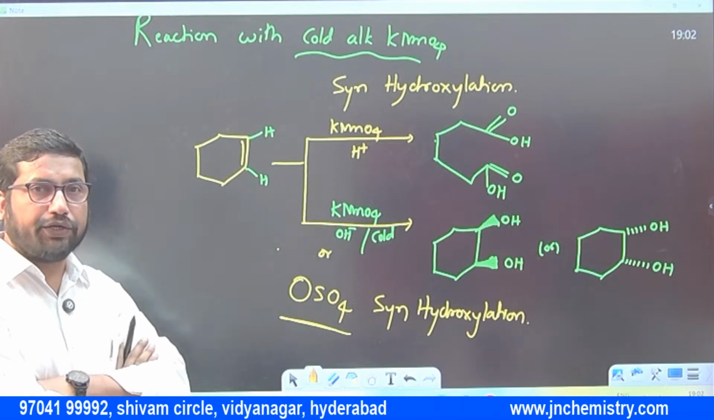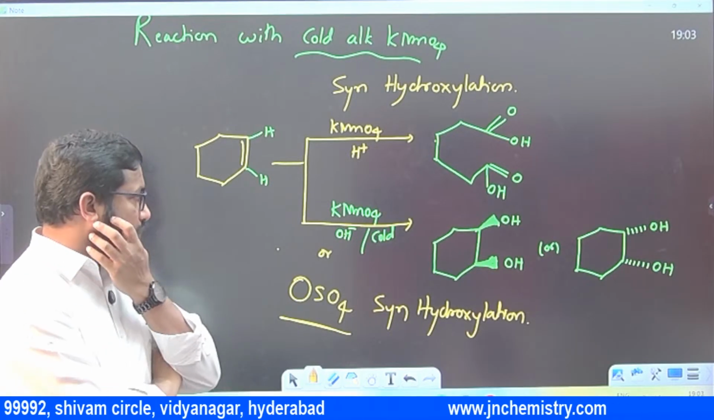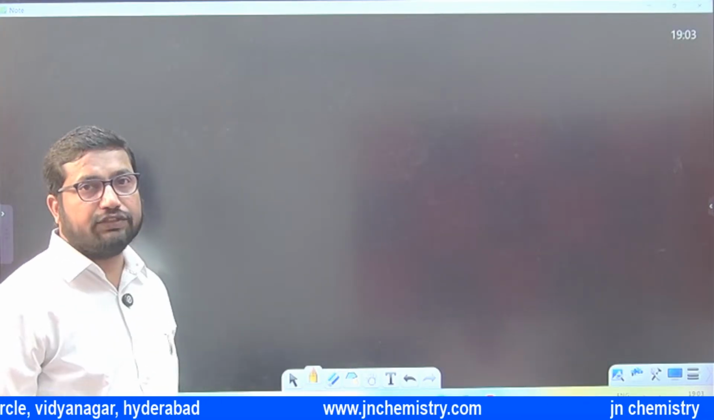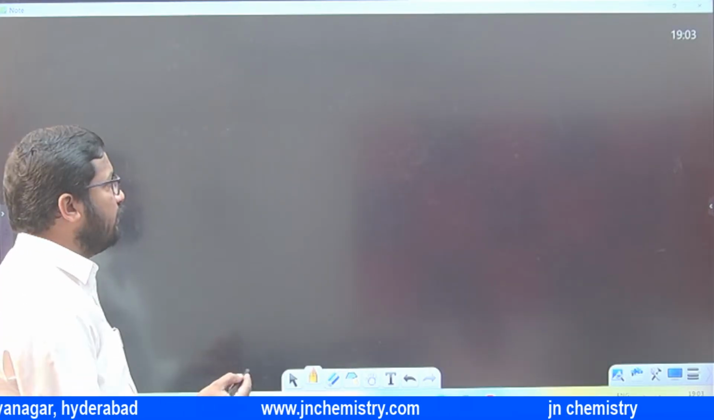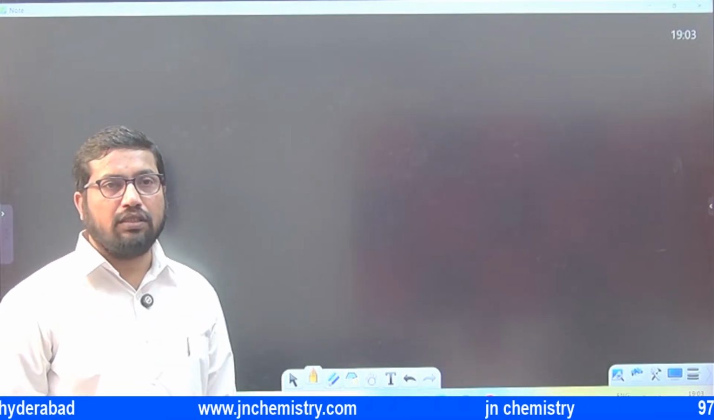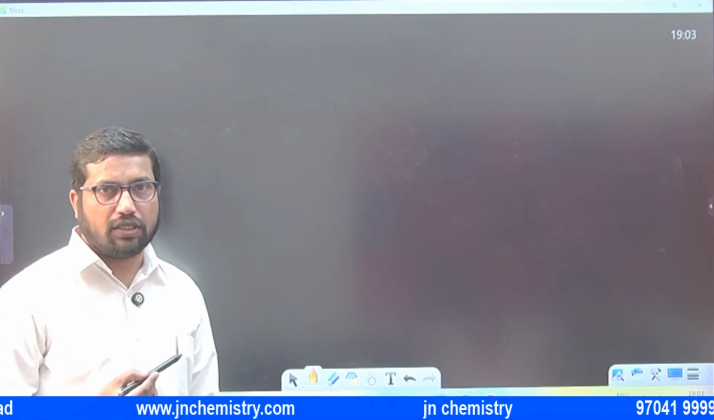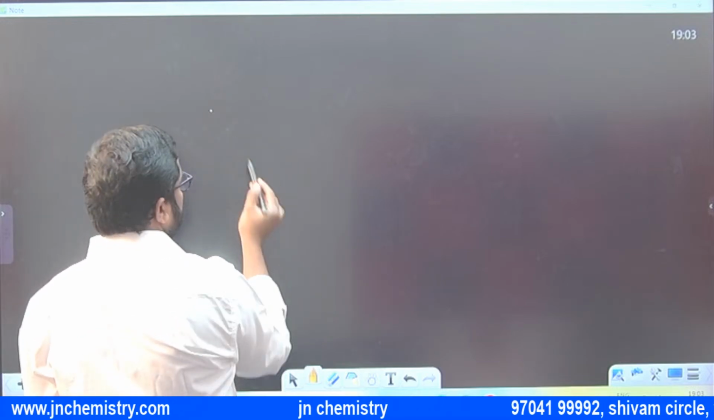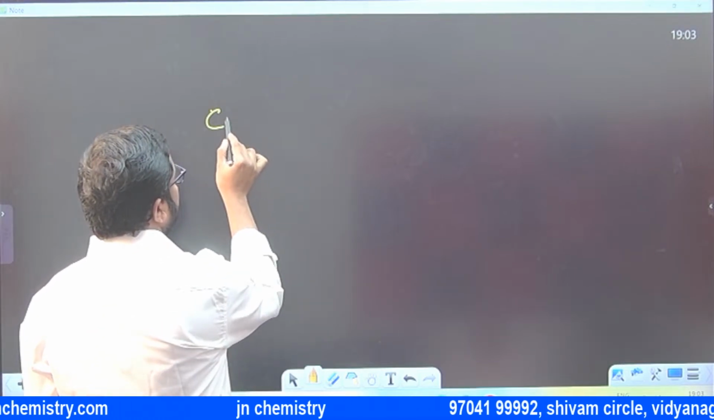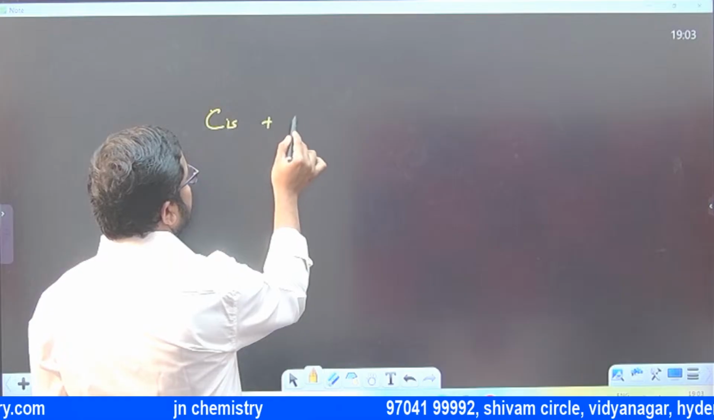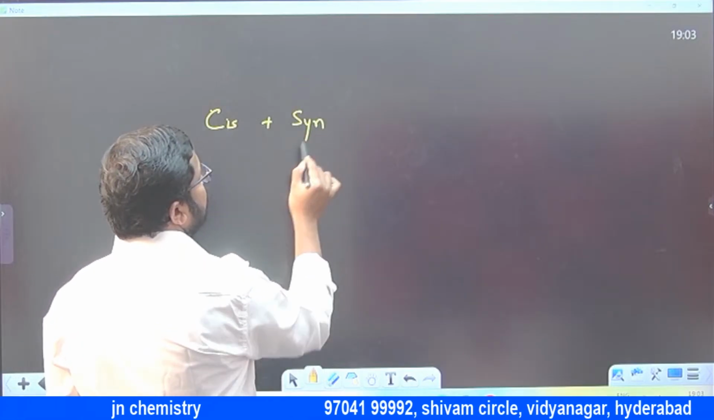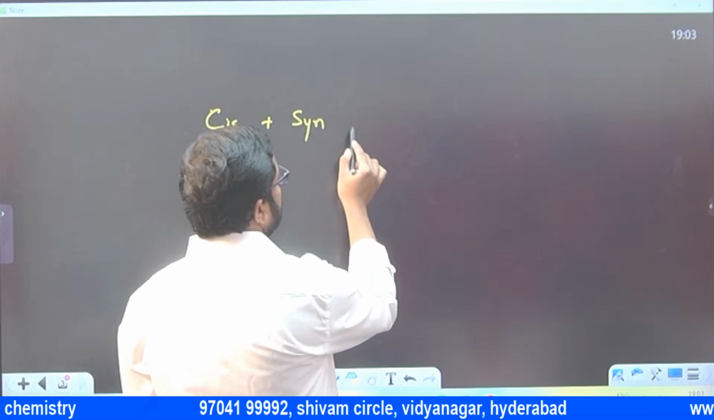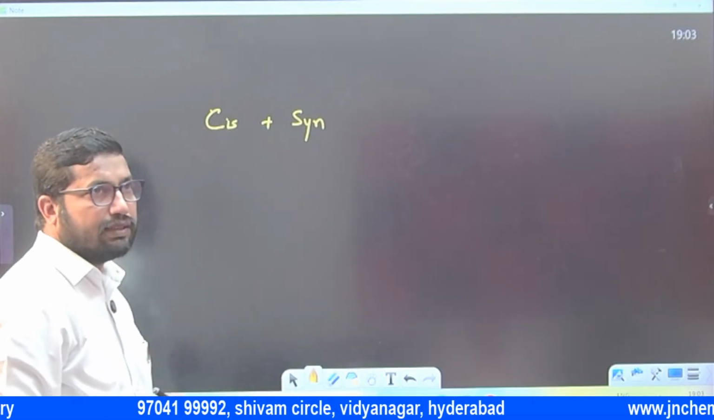There is stereochemistry also, right? So stereochemistry, always remember. This is the trick which I am going to give you. Always cis and trans alkenes. We know cis alkene, we know trans alkene, right? So first, cis alkene plus syn addition. Syn addition means same side.